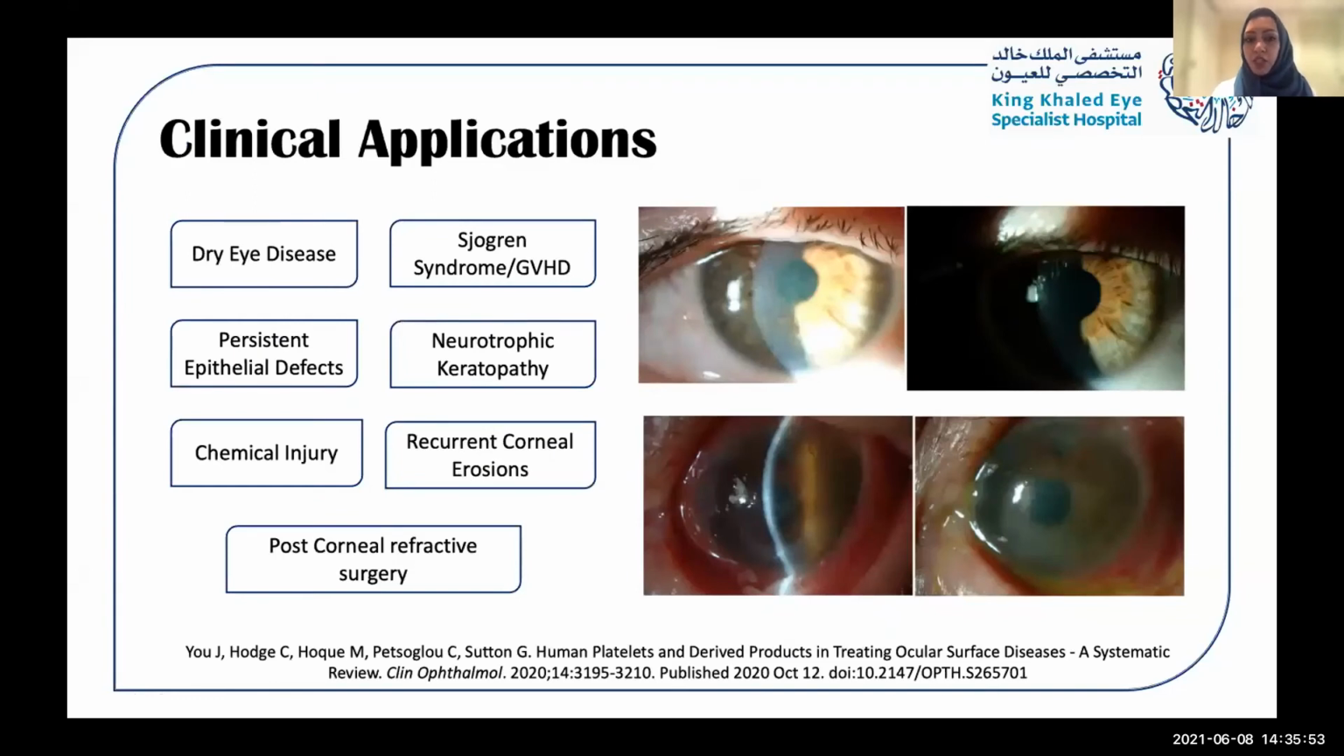Clinical application is in dry eye, Sjogren, persistent epithelial defect, neurotrophic keratopathy, chemical injuries, and recurrent erosion, as well as post-corneal refractive surgery. It was helpful in the relief of symptomatic dryness.